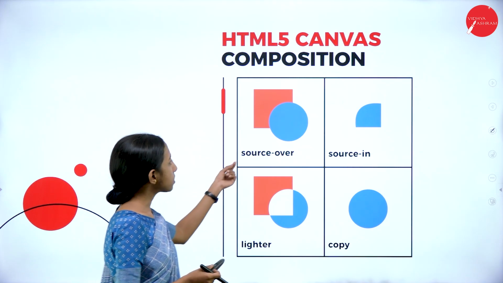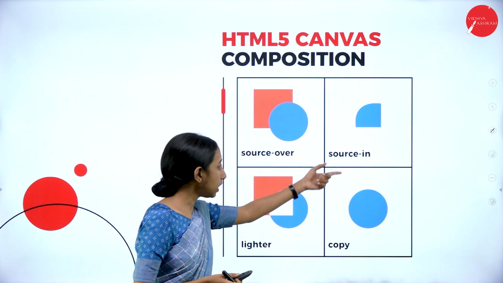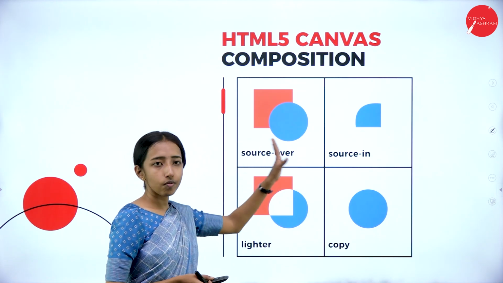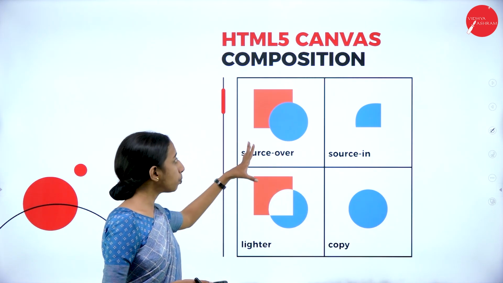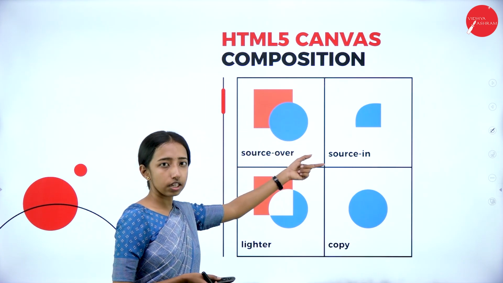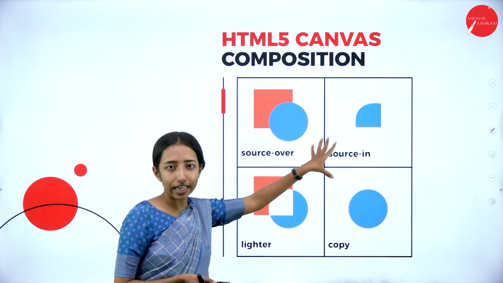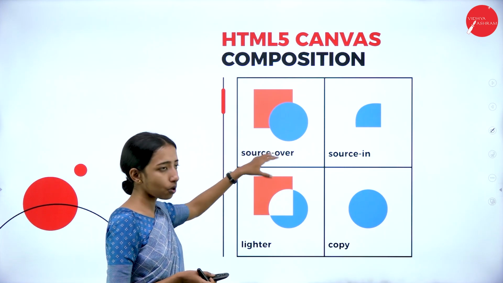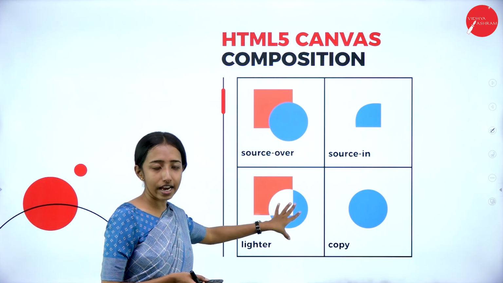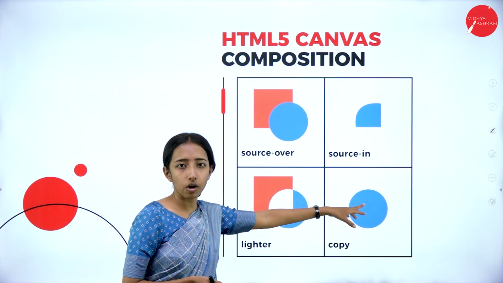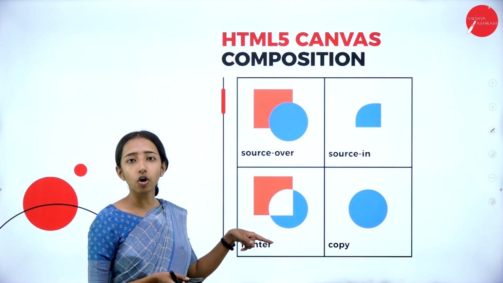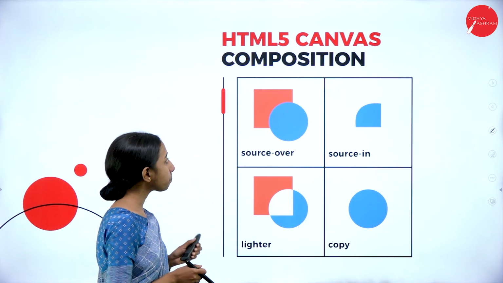So here this source-over, source-in, lighter and the copy. What we have read about those things is the output you can see. So the rectangle, circle and the source-in, where everything else will be transparent, and here source-over which overlaps, and the lighter part makes it lighter, and the copy shows only the circle. So in this way the compositions can be drawn using the canvas.